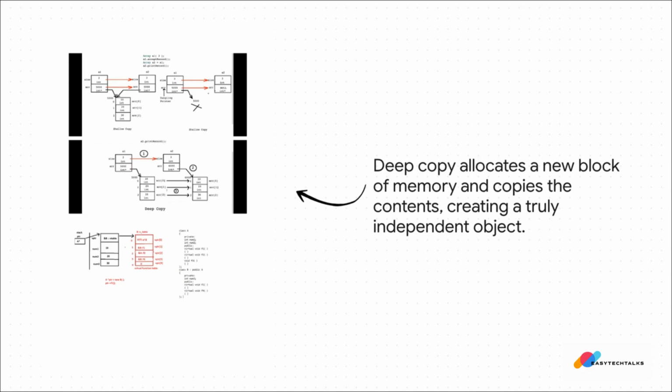The right way to handle this is with a deep copy. Instead of just copying the pointer, the key, we allocate a brand new separate block of memory for the new object. Then we copy the data from the old location to the new one. So now, instead of 2 keys to 1 house, we've built a whole new identical house and given the new object its own key. They are completely independent and safe.